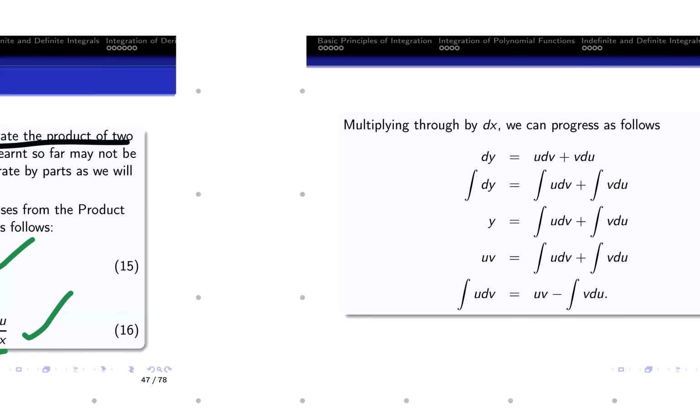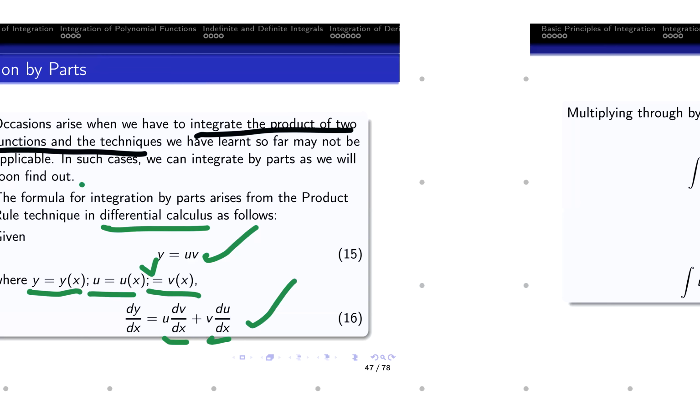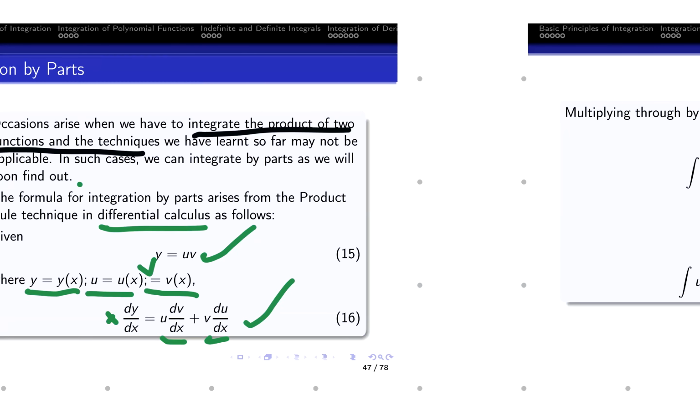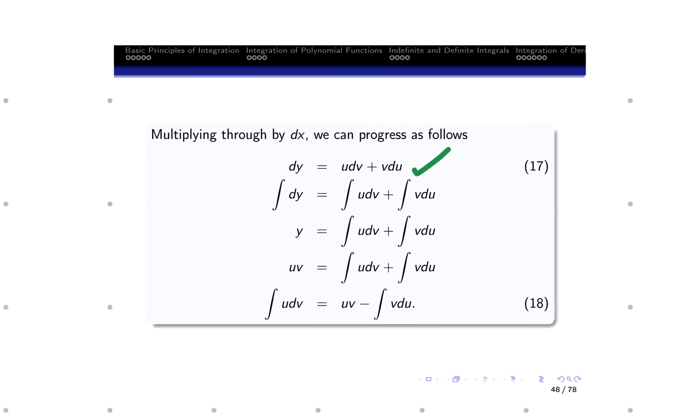So from what you have here, dy/dx equals u dv/dx plus v du/dx. Imagine that you multiply through by dx. The dx cancels this, and the dx also cancels this. And that is what we get in the next place, where we multiply through by dx, and we have dy equals u dv plus v du. And now we apply the integral. So you have the integral of dy equals the integral of u dv plus the integral of v du.